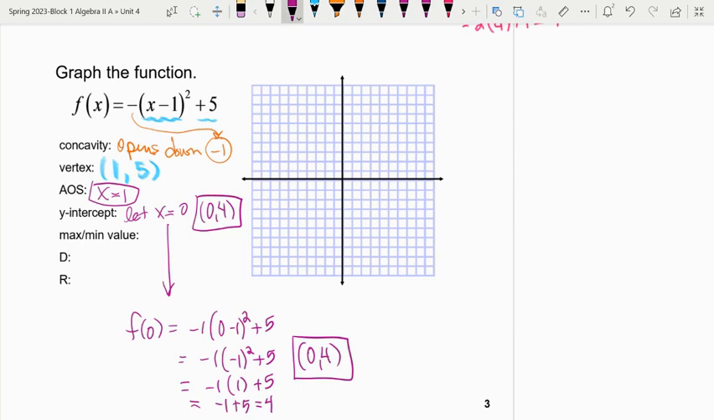Is this a maximum or minimum? Well, this opens down, so my vertex will be a maximum. Opens down. Domain will be all real, negative infinity to infinity. And your range will be all my y's less than or equal to the y value of the vertex, so 5. Or I would say negative infinity and stop at 5.